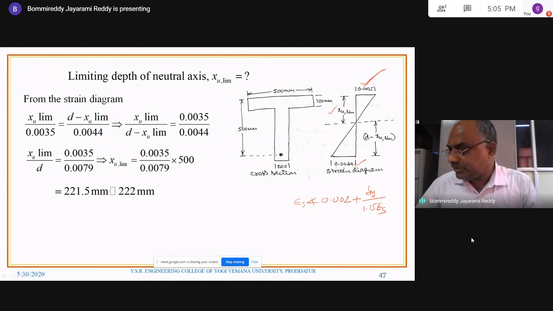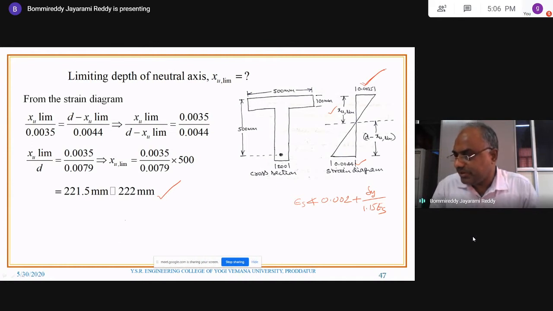When both strain in concrete and strain in steel reach their maximum value, then the depth of the neutral axis is called the XU maximum. So what you do, this XU maximum divided by this ordinate 0.0035 equals D minus XU maximum by 0.0044. That's all. From this, simplify it and get the value of the depth of the neutral axis. It is done already in singly reinforced beams.